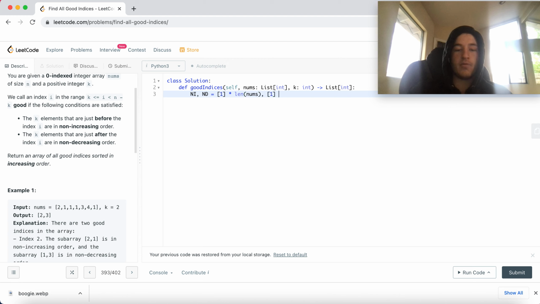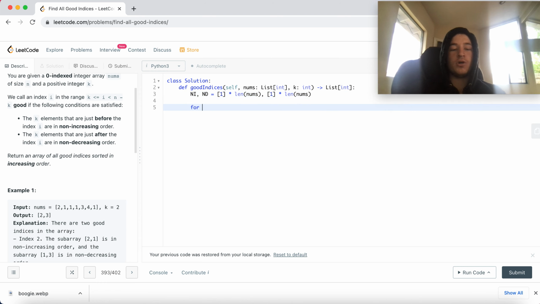So we'll create arrays for both of these things. And then how will we populate it? We'll look at I in range 1 to length of nums, so each index. Now we don't need to look at the first one, right? Because the first index is always 1, because there's nothing before it to compare it to.